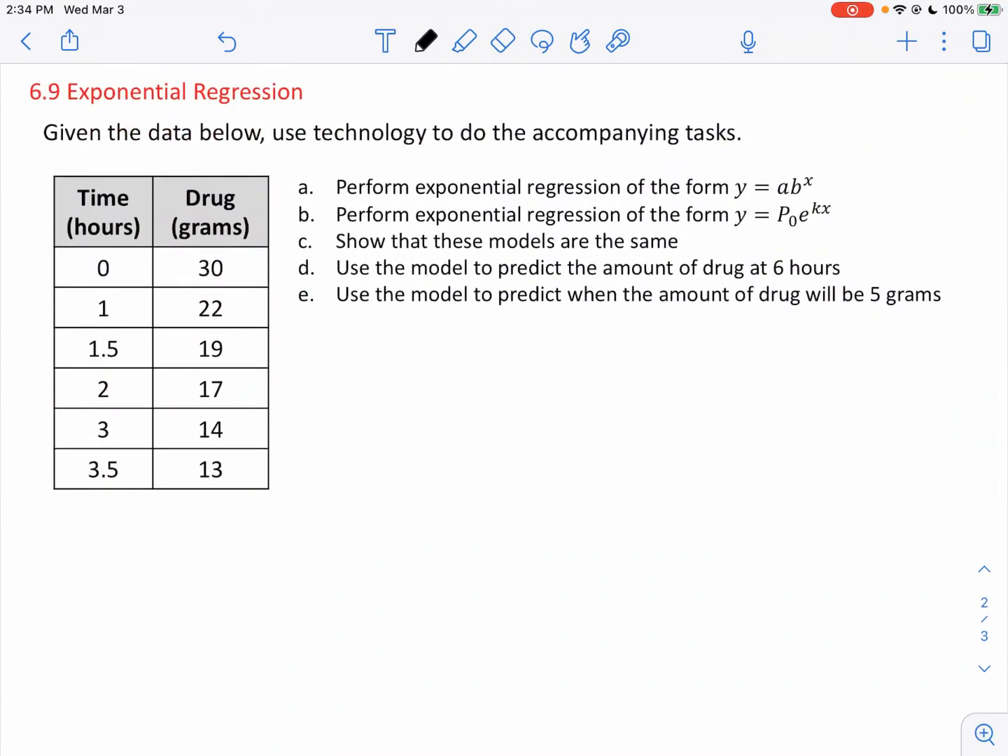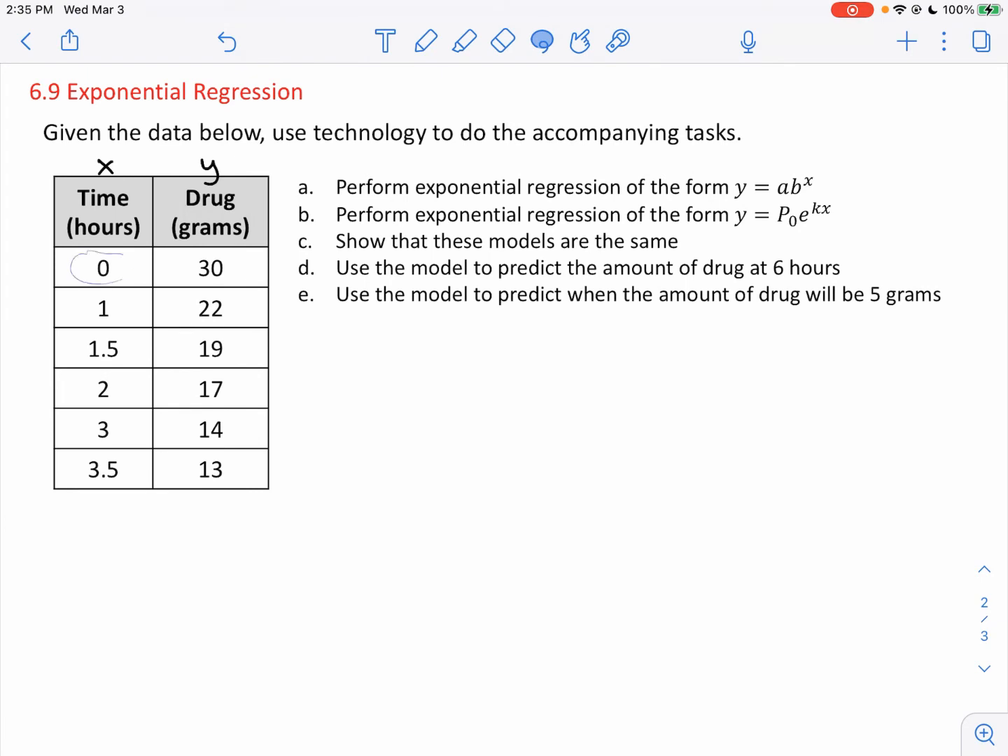Given the data below, use technology to do the accompanying tasks, perform exponential regressions. These are all the same first 3 questions, but just different data now. So again, let's say x will be the time measured in hours, and y is the drug in grams. So it looks like, notice the drug is going down. So this is maybe drug being metabolized by a body.